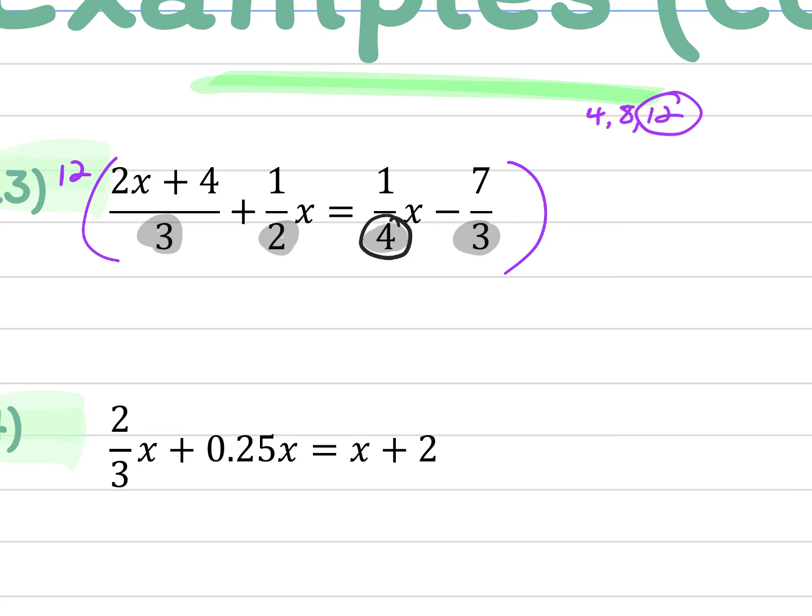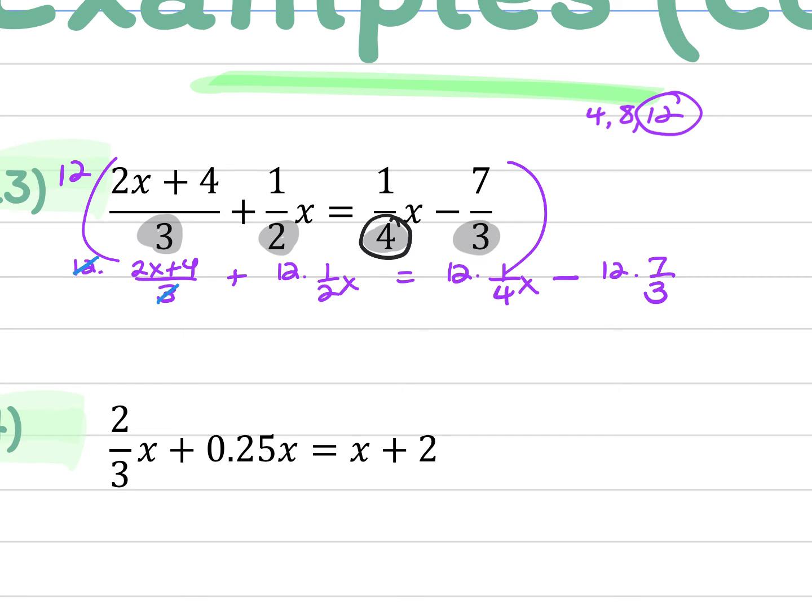There are 4 fractions here. We're going to multiply it 4 times. So 12 is going to get multiplied by 2x plus 4 over 3, plus 12 is going to get multiplied by 1/2 x, equals 12 is going to get multiplied by 1/4 x, and minus 12 is going to get multiplied by 7 over 3. You don't have to do this step every time. Just be really careful and make sure it goes to all the parts.